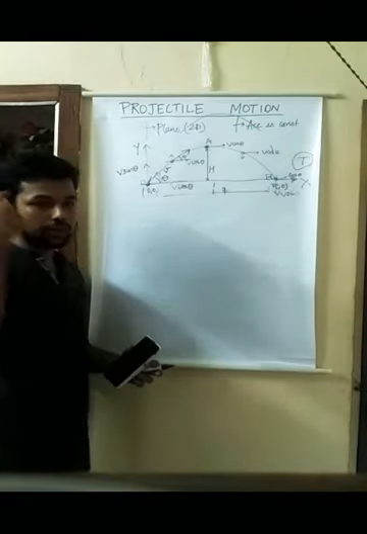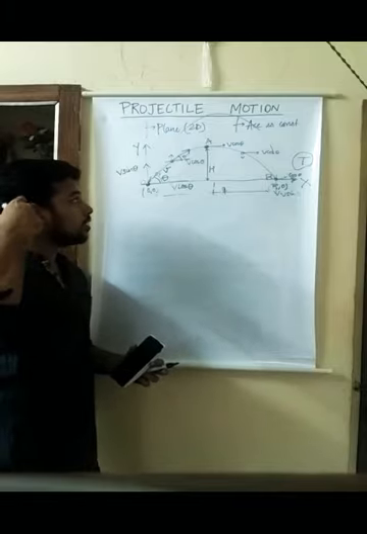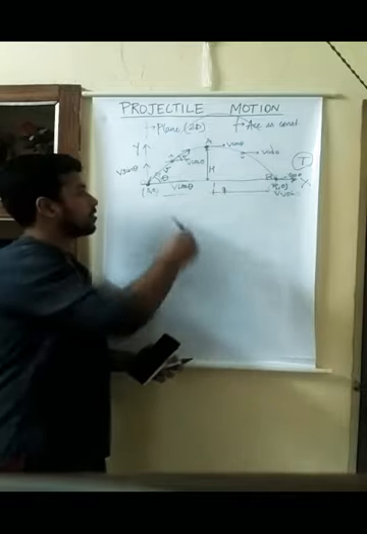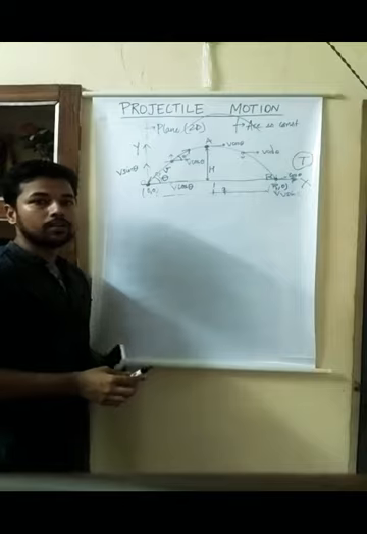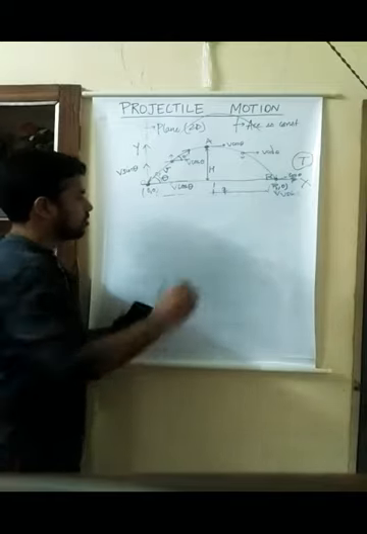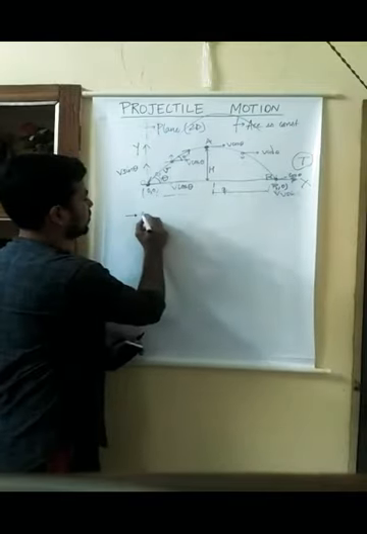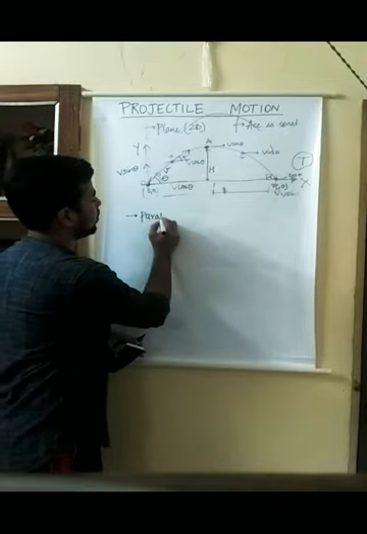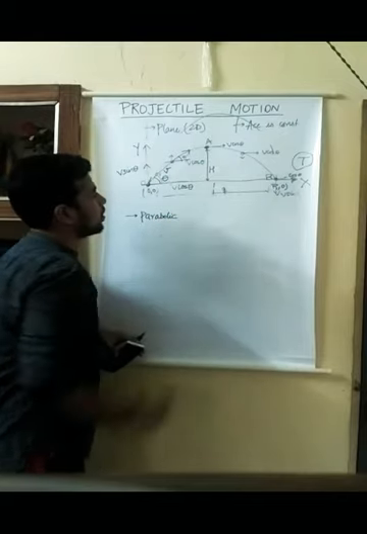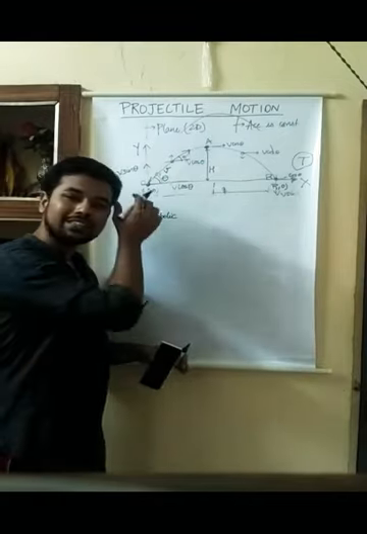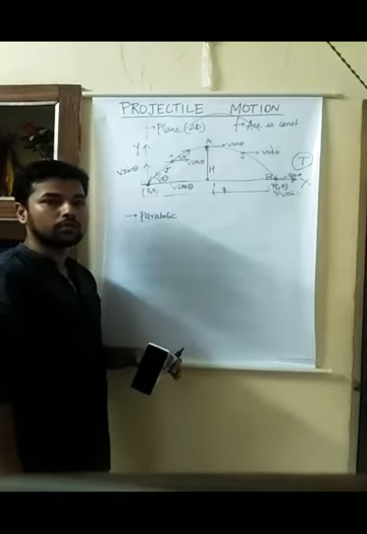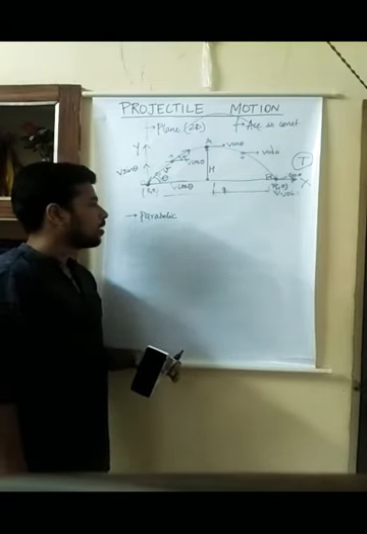One more thing that I would like to tell you is the path traced by this projectile is a parabolic path. So this curve is parabolic, and in the next session we will derive how we can say it is parabolic.